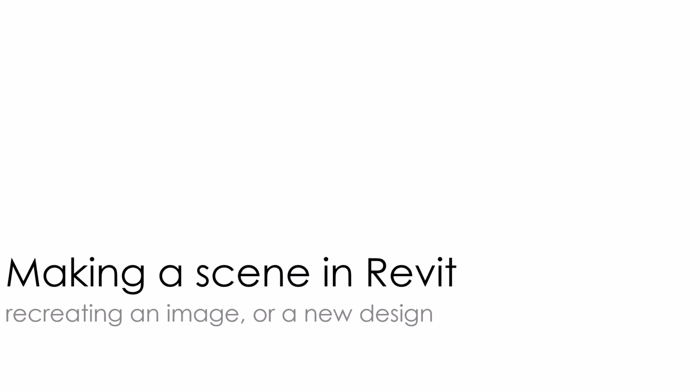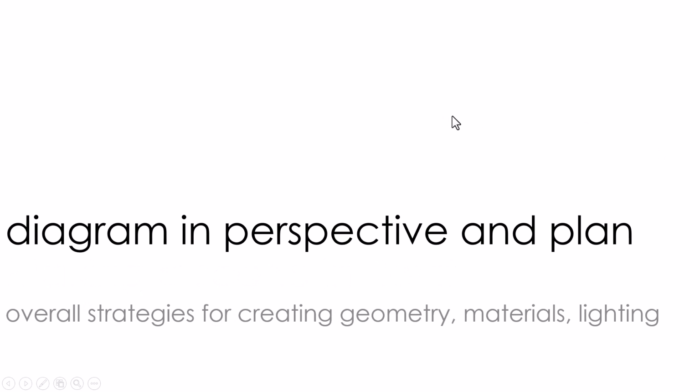Well, the first thing you want to do when you're making a scene in Revit is take a look at the design of the space that you're trying to create. And this, again, can be your own design or it can be something you see in a magazine. In this case, what I would recommend is starting not by jumping into Revit and seeing what you can come up with, but instead do a diagram, typically in perspective and floor plan. These are the most helpful when beginning because you can identify overall strategies for how you're going to create the different elements in the project.